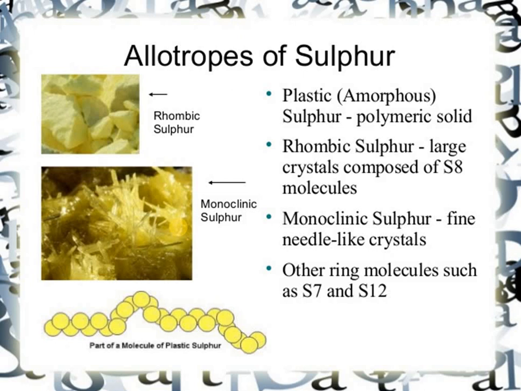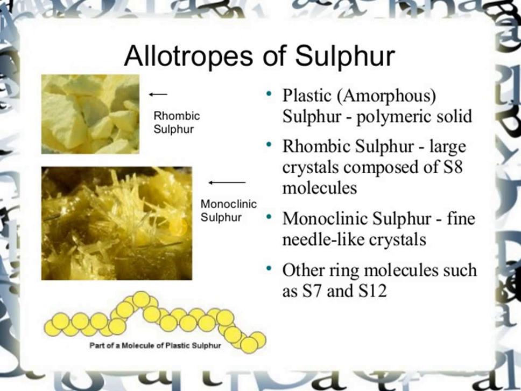So overall, there are 5 forms of sulfur. First, we have already discussed rhombic, then monoclinic. These two are in our syllabus. The other 3, plastic sulfur, milk of sulfur, and colloidal sulfur, are not specified in the syllabus, but I have given you a brief discussion. Plastic sulfur has open chains of sulfur molecules.